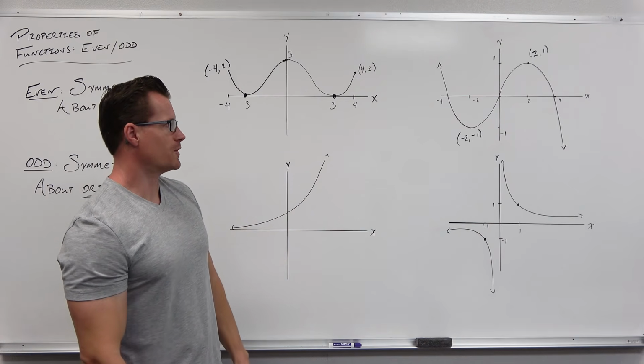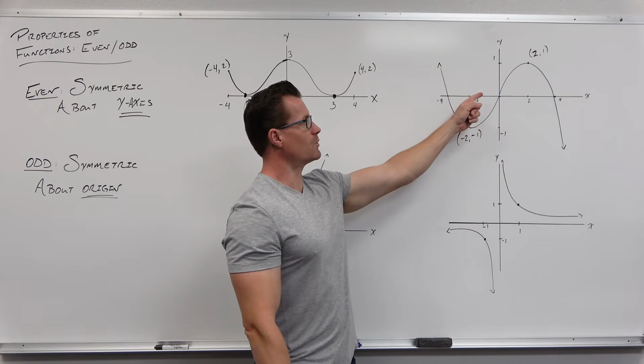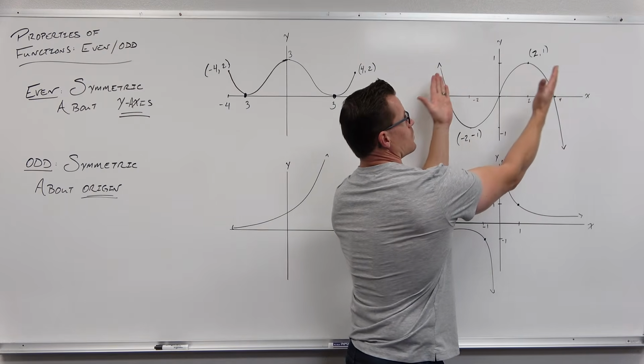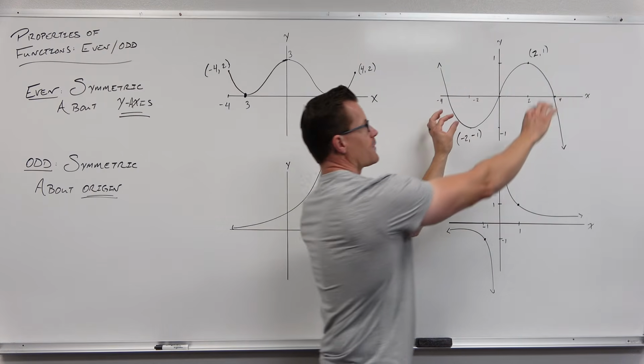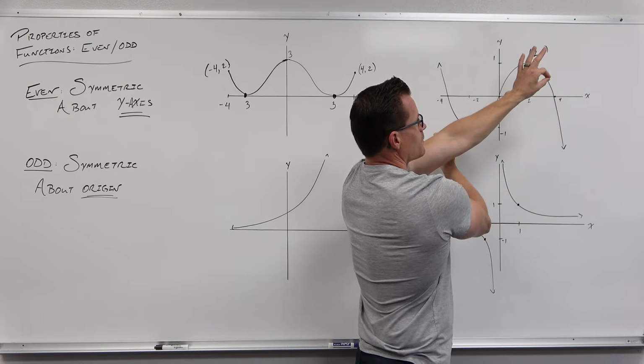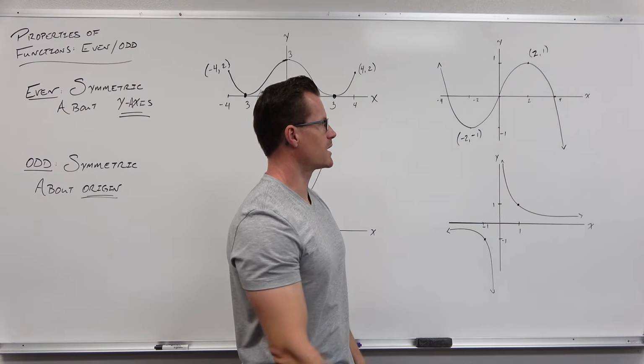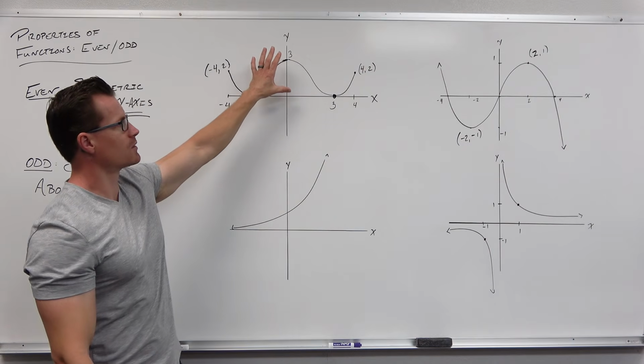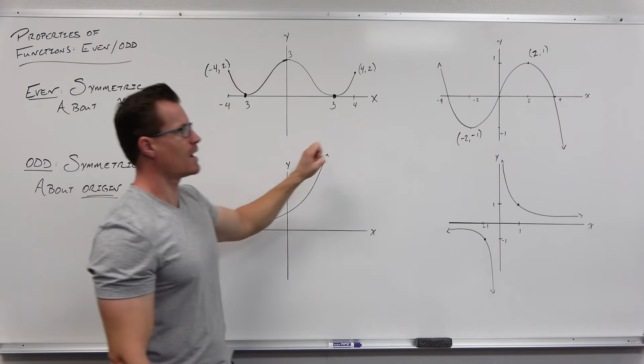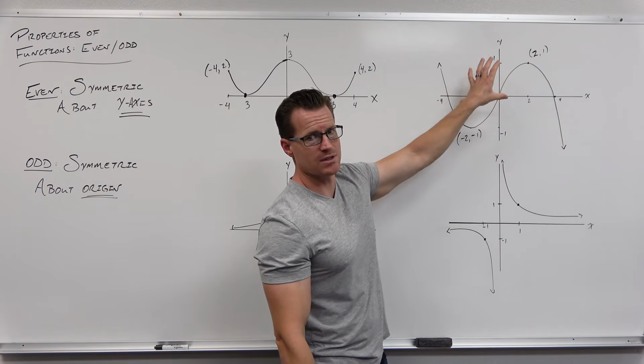Do we have any odd functions? Well, let's look at the next one. Is this even? Well, no. If I fold this across the y-axis, it's not going to match up. But if I rotate it 180 degrees about the origin, it would still have the same exact picture, the same exact graph. This is an even function that's given us this particular graph. This is an odd function that's given us this particular graph.